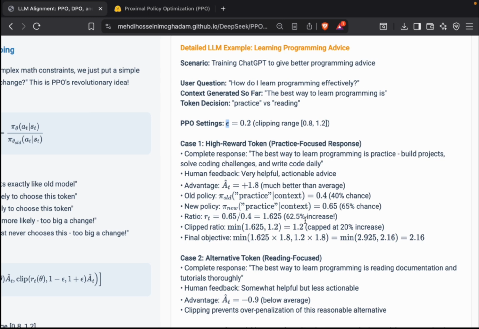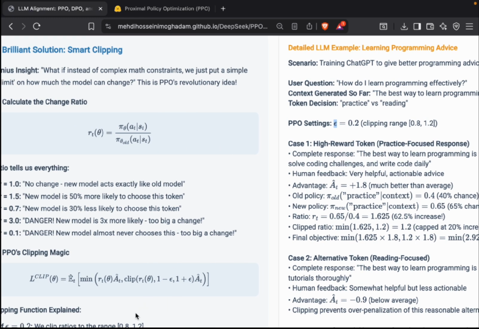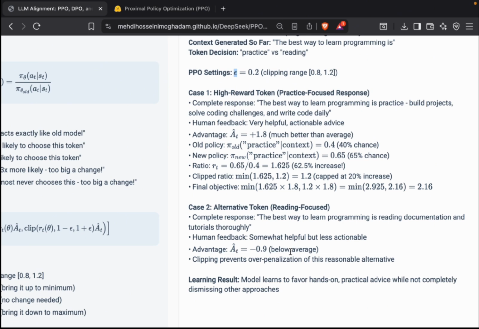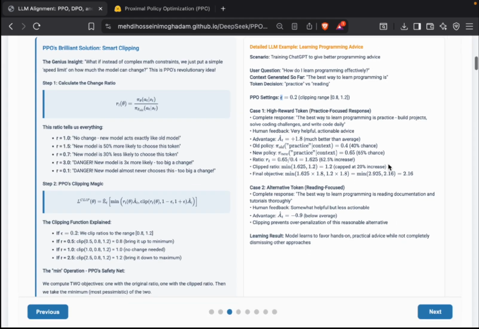And 62% is too much. We give it to this clipping function, and we say, okay, don't get too excited, just make something which makes sense. So we clip it, and now it is capped at a 20% increase. The final objective would be 2.16. And imagine the same for the reading focused response, which is the failure. You can read through that example and go through it.